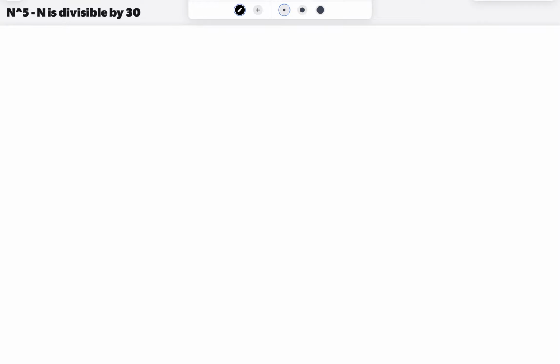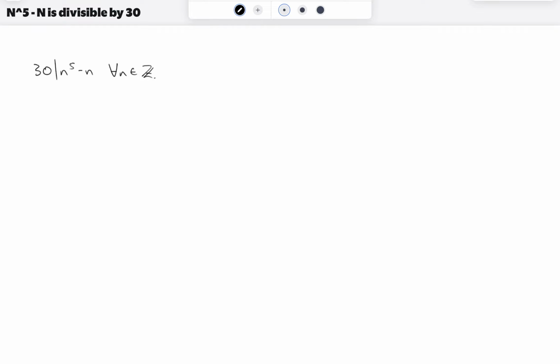I'm going to prove that n to the 5 minus n is divisible by 30, where n is an integer. So let's write this out. We want to show that 30 divides n to the 5 minus n for all n in the integers. Okay. So what can we observe from this expression n to the 5 minus n?